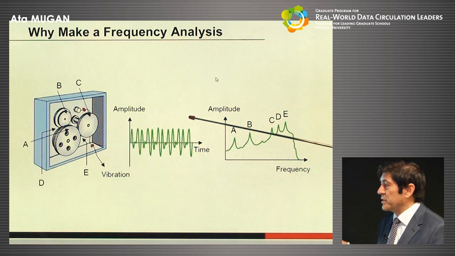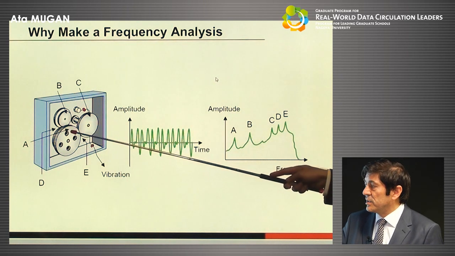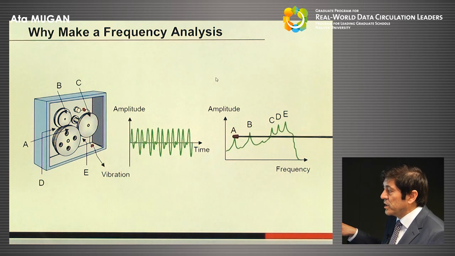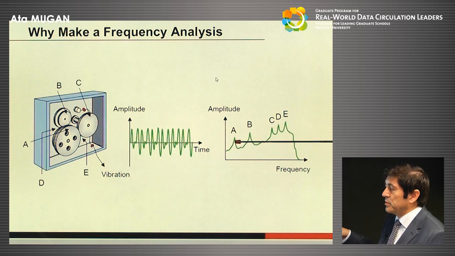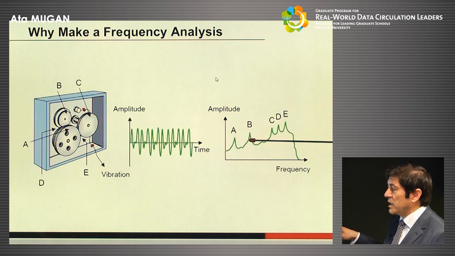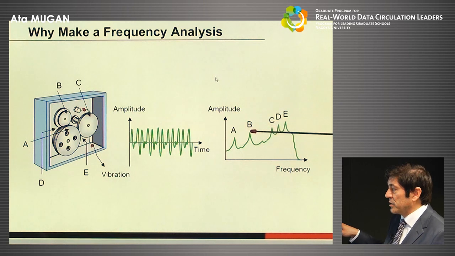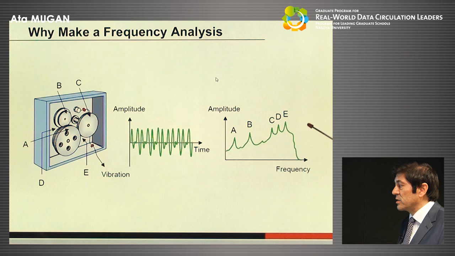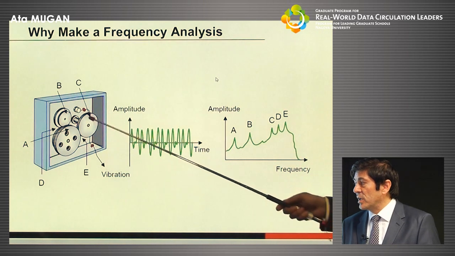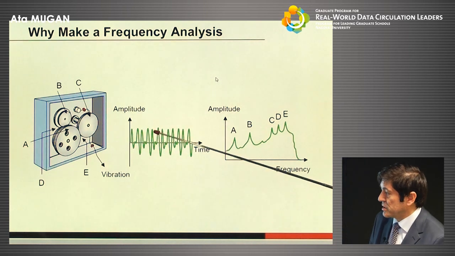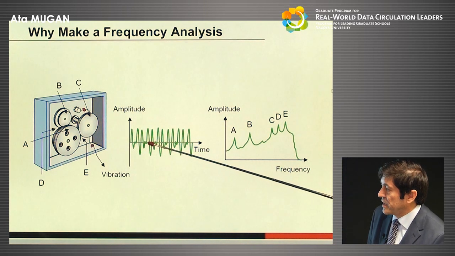components. For instance, if there's a damage in this gear denoted by A, the location of this peak will change, or the magnitude of that peak will increase. Similarly, it's the same for the other peaks. So by examining the frequency data, we can make lots of conclusions about this mechanical system.